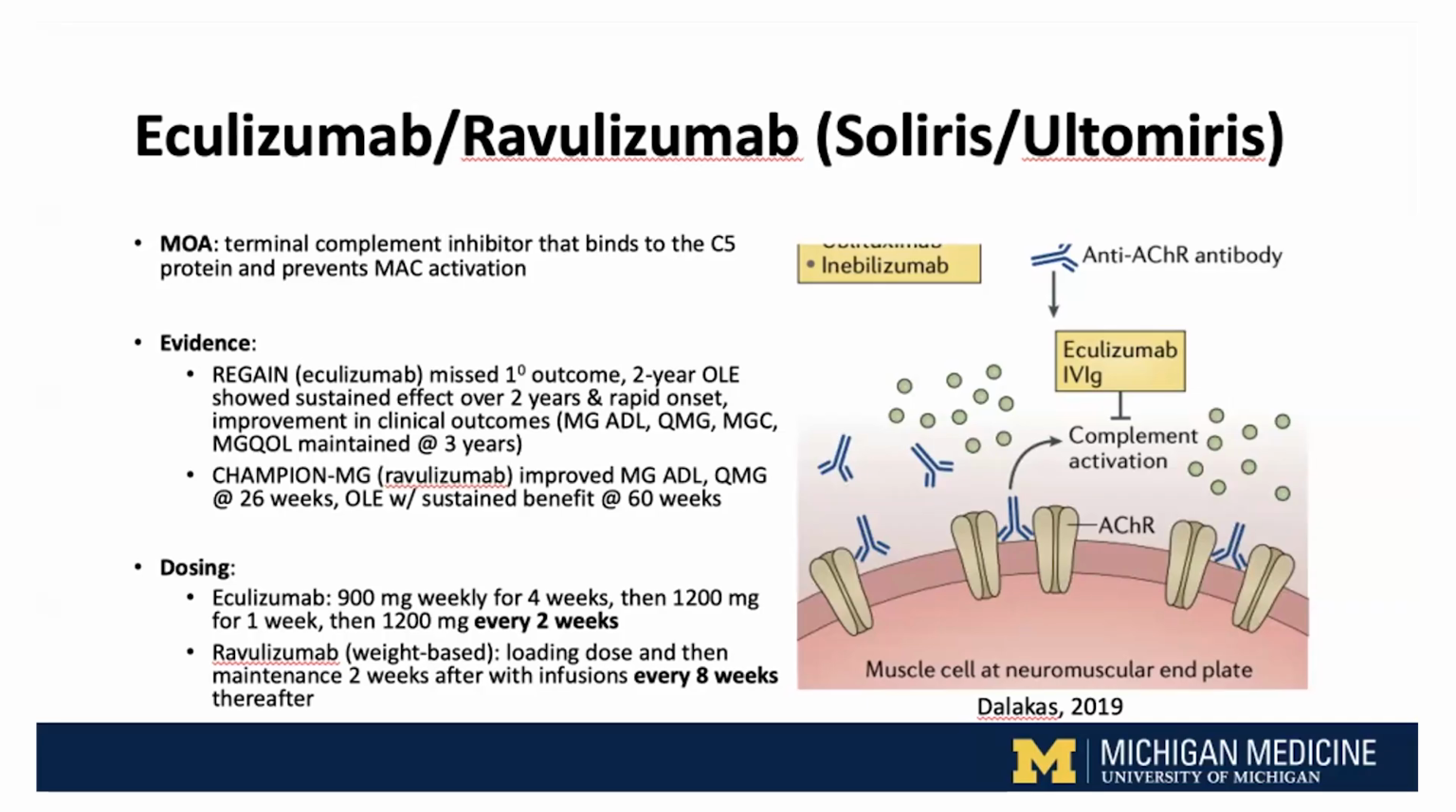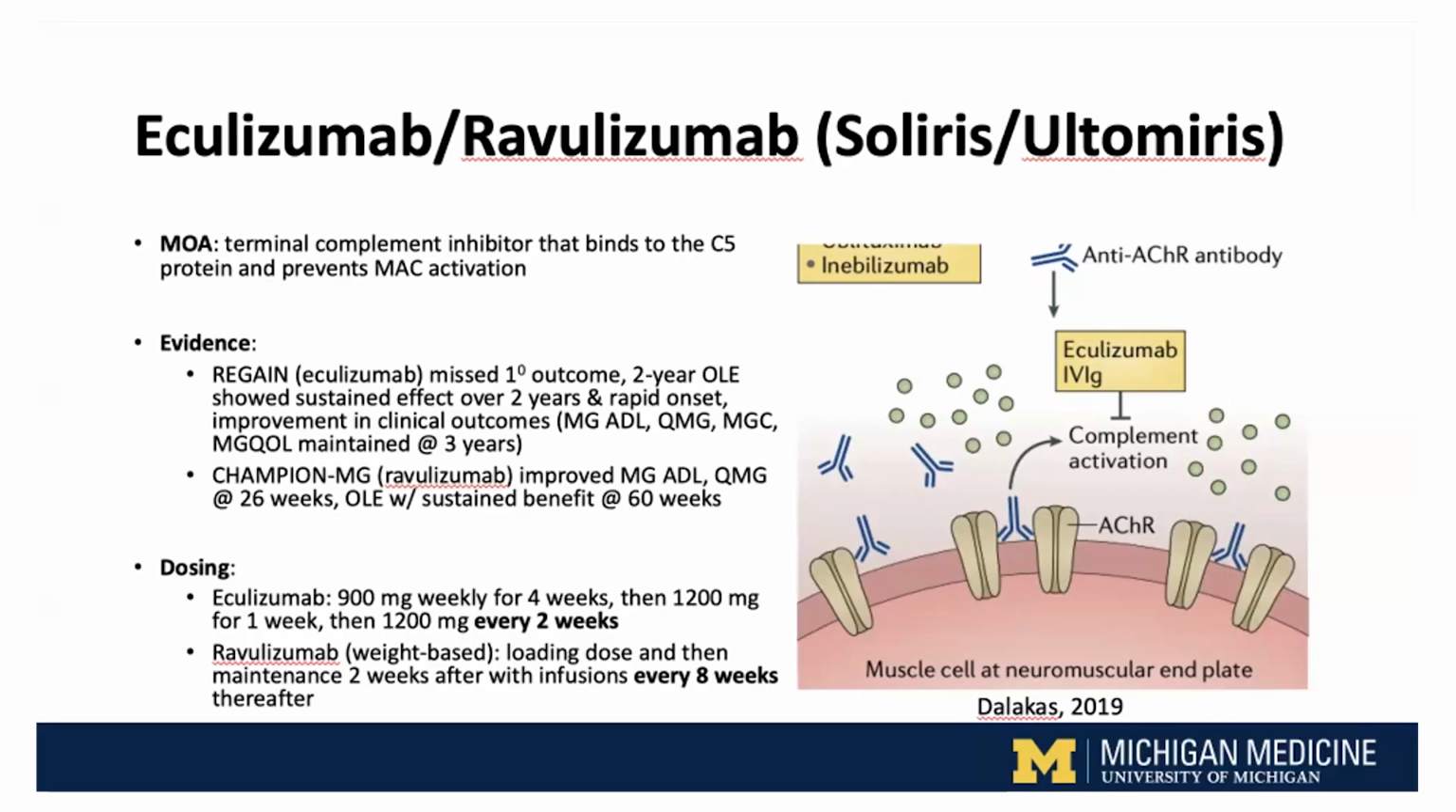The first one that came on the market, at least for myasthenia gravis, was eculizumab. Ravulizumab followed later. Ultimately, there were several different clinical trials that showed benefit, at least in the REGAIN clinical trial, which looked at eculizumab. It did not meet its primary outcome, but the open label extension or long-term data did show that it improved clinical outcomes in patients, and it was sustained over several years of taking the medication. In the CHAMPION MG trial, which looked at ravulizumab, it also improved clinical outcome measures.